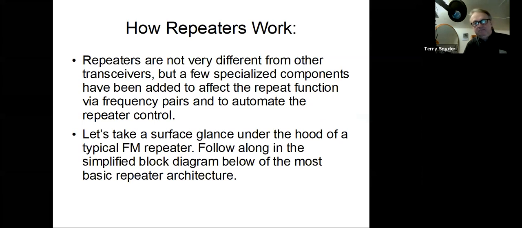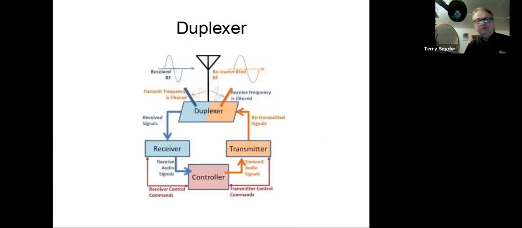And we'll take a surface glance under the hood of this 57 Chevy here in a minute and take a look at a typical repeater. There's a little block diagram that I have here to show you how this works. Let's go around the clock. You see the duplexer, which is right before the antenna. You have a receiver that it sends receive signals to, and it then goes through the receiver controller line. There's a control line and an audio line that goes to this magical box called the controller.